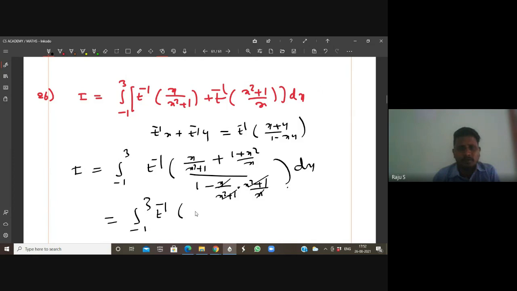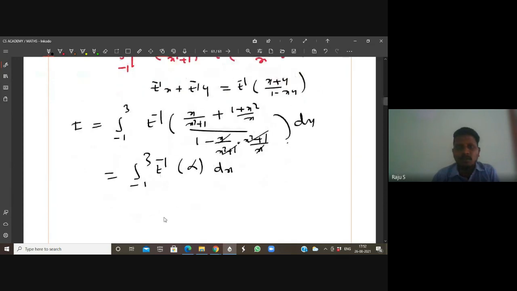Tan inverse of 1 by 0. 1 by 0, something by 0 means anything by 0 is infinity, into dx. What is tan inverse infinity? Students, anyone? Pi by 2. Pi by 2 you can take outside.